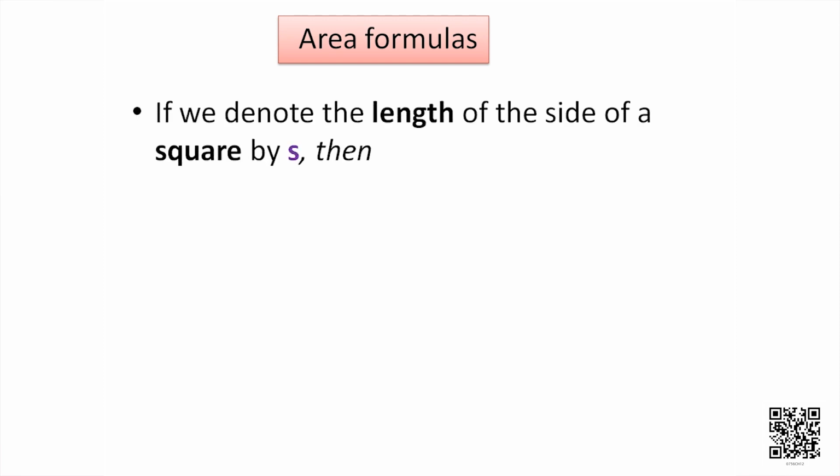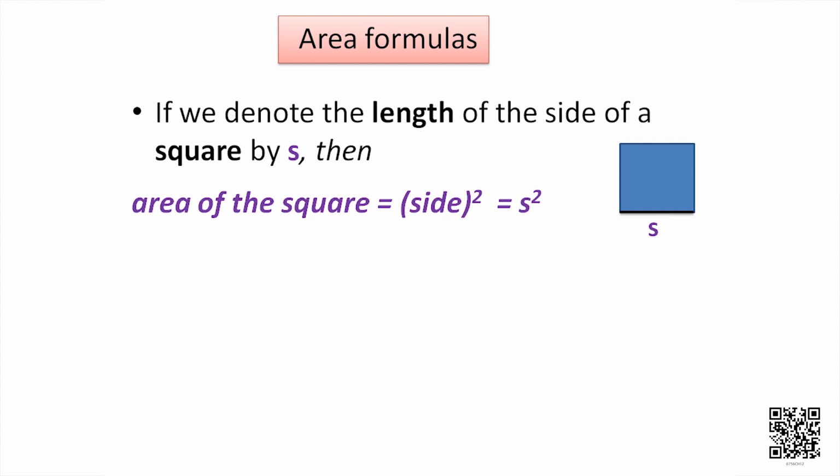Some of these are area formulas. If we denote the length of the side of a square by S, and if I want to find the area of the square, that is side squared, meaning S squared. So, this also gives us the area formula for a square.